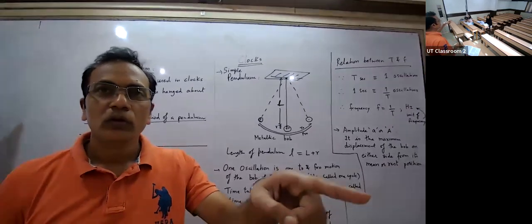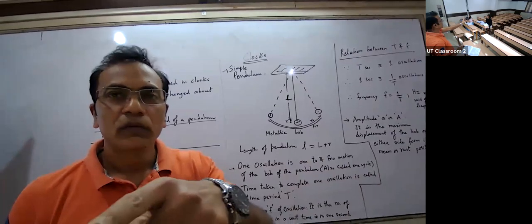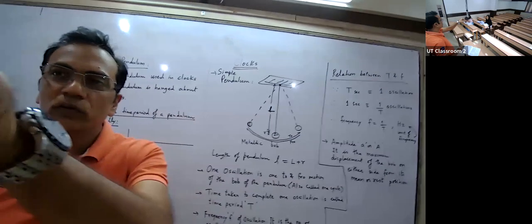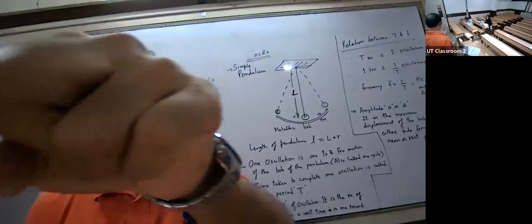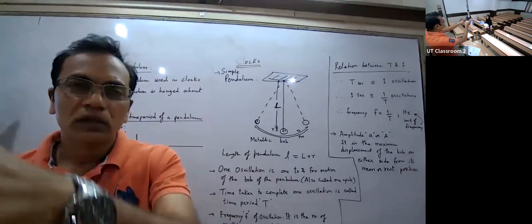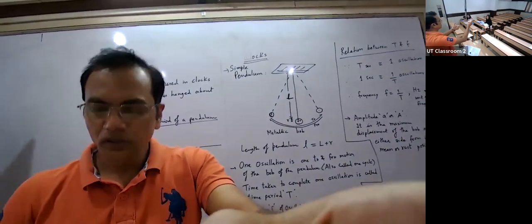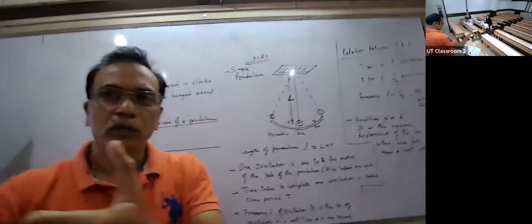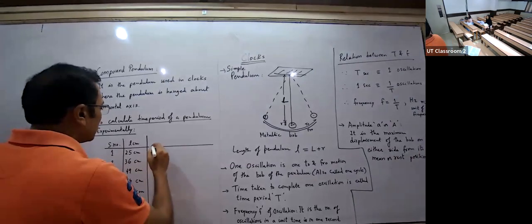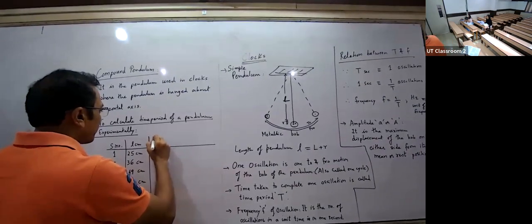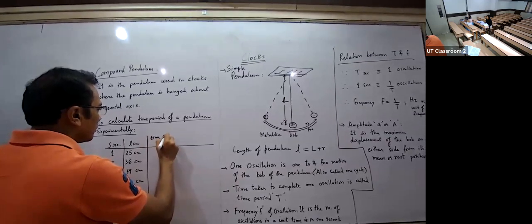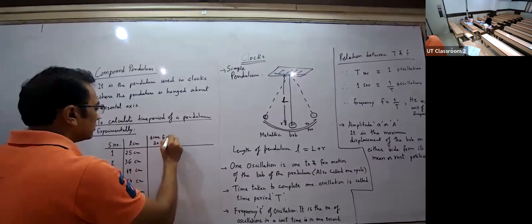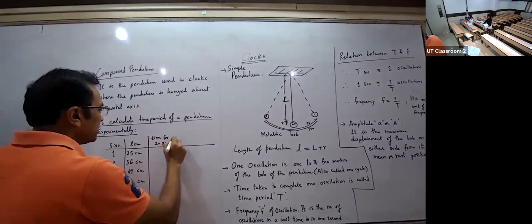Let's say I set it from this side. When it goes from here, this is 1, 2, 3. So I start my stopwatch and I start from here. 1, 2, 3. Like that, I note the time for 20 oscillations. Time for 20 oscillations, and I will call this T seconds.